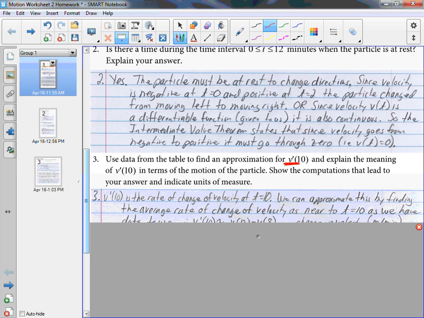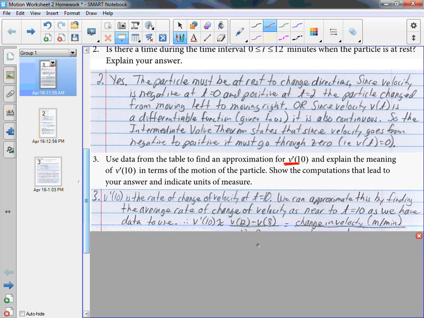So v prime of t is the rate of change of velocity at t equals 10. So I explained the mean prime of t first. V prime of t is the rate of change at that particular time, t equals 10. We can approximate this by the rate of change of velocity as near to t equals 10 as we have data for, or data to use.